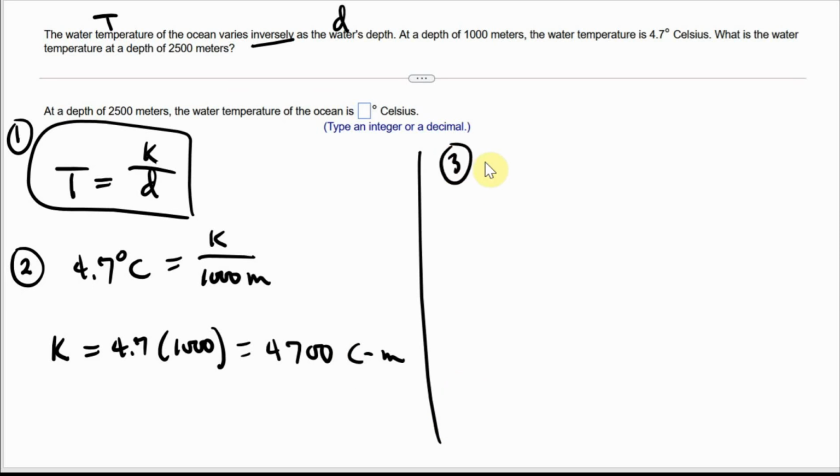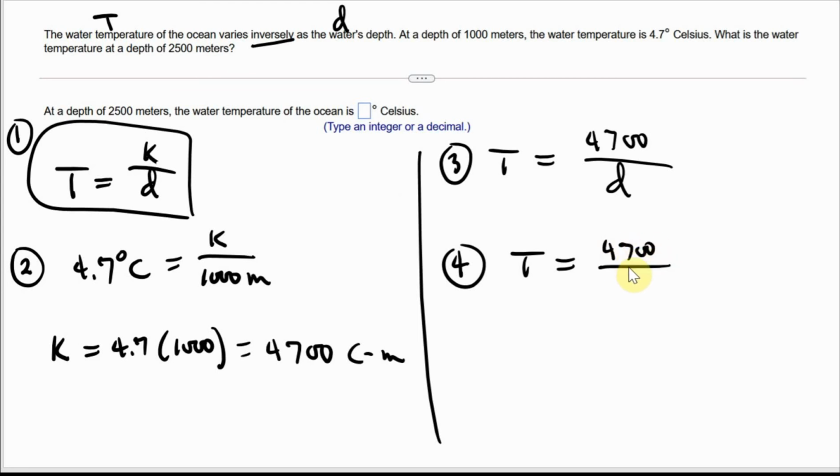So step number 3, so we have the temperature is equal to 4,700 all over the depth. Step 4, it says what is the water temperature, what is T, when the depth is 2,500 meters. So we have 4,700 all over 2,500.